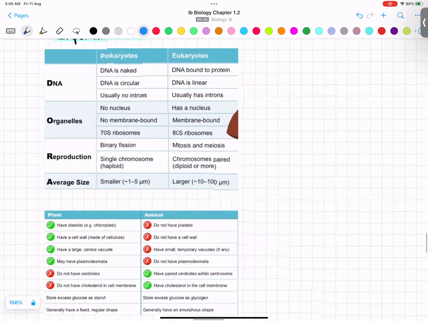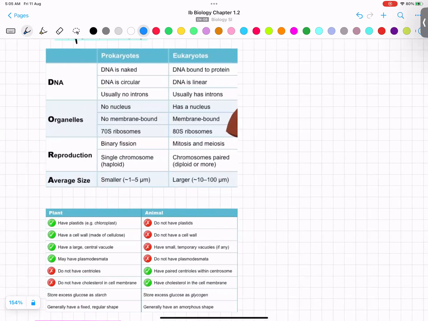So now for plants versus animals. Plants have plastids, such as the chloroplast, like I previously mentioned, whereas animals do not have plastids. Again, plastids are never in animals. Plants have a cell wall made out of cellulose. Animals do not have a cell wall. The plants have large contractile vacuoles, whereas the animals have small and temporary vacuoles, if they have any, because in many cases they do not. And then plants have plasmodesmata, whereas animals do not. Plants do not have centrioles, but animals do have centrioles, and these centrioles are inside the centrosomes.